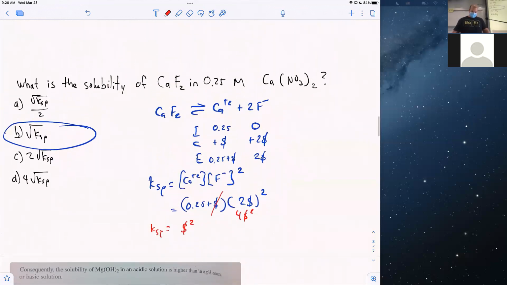Yeah, go ahead. So what is 0.25 times 4 solubility squared? What is that equal? Yep. And you don't need to put 1 in. 1 times something doesn't matter. You can throw away 1. Other questions?